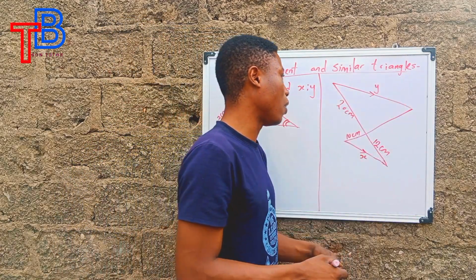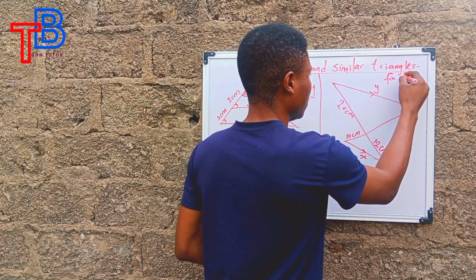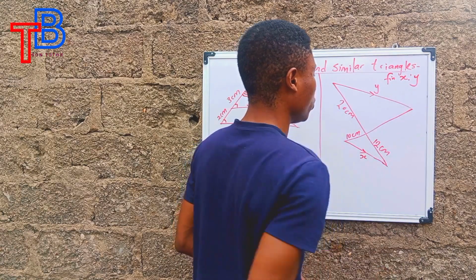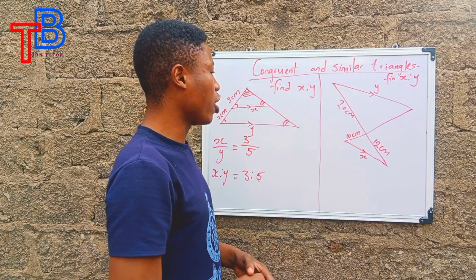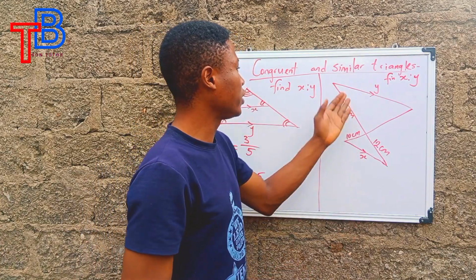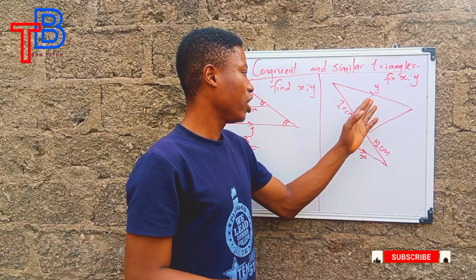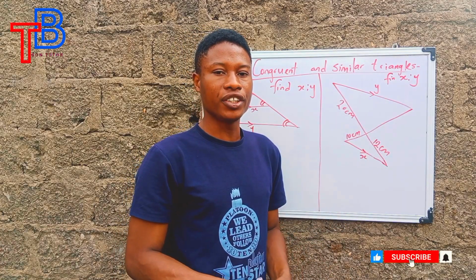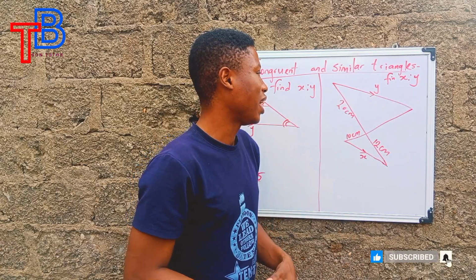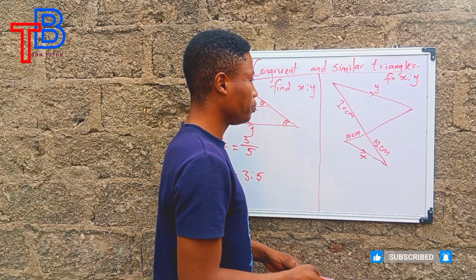Let's come to this other one also. We are also looking for our ratio x. Find x ratio y. So if you're looking for your x ratio y also, you can see that we have two parallel lines also. So we firstly have to check if the triangles are congruent or similar. And with that, let's check it also.